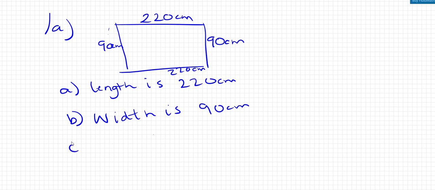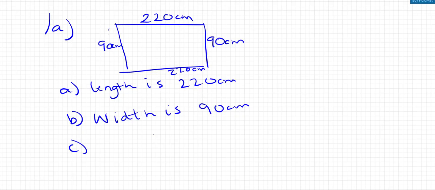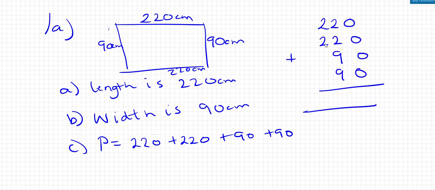All right, now C asks us to work out what is the perimeter of the table using the given units. So our units are in centimeters. Perimeter is equal to adding up all the sides. So I have 220 plus 220 plus 90 plus 90. Now I'm doing this without a calculator, so I will set up my algorithm. Make sure you have lined up the ones and the place value correctly.